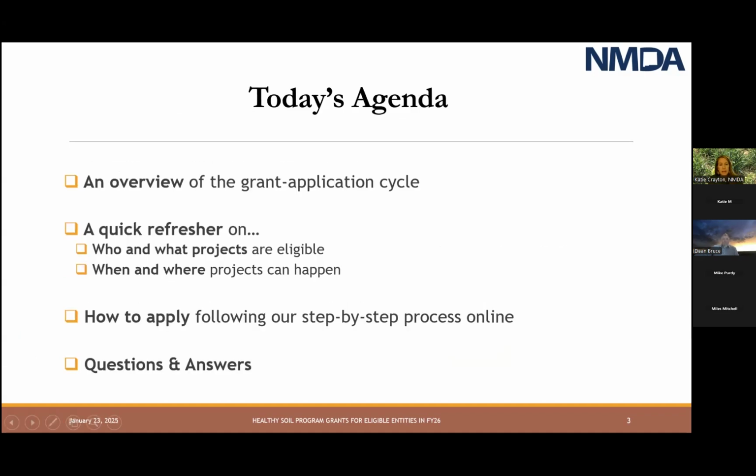So the agenda for today is to offer you a quick overview of the grant application cycle. We'll save that for the end of today so that you can see where we are in the process and where you need to move forward from based on today. We'll offer you a quick refresher on who is eligible for funding as an eligible entity, what projects are eligible for funding, when and where those projects can happen, and importantly, we will step through how to apply for our grants following that step-by-step process that you might have already seen online. Of course, we'll save time at the end for questions and answers. And we're together for about the next 90 minutes. Certainly, we won't keep you that time if we don't have the questions and answers to help fill that time.